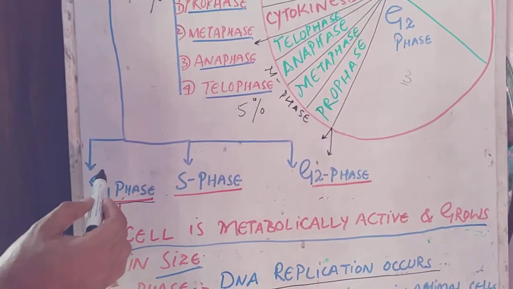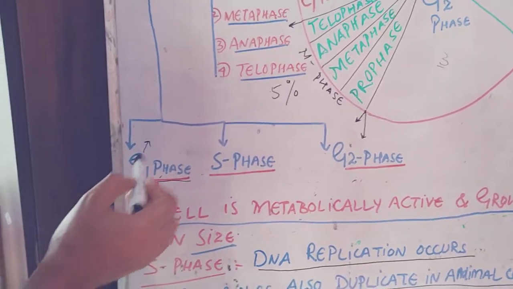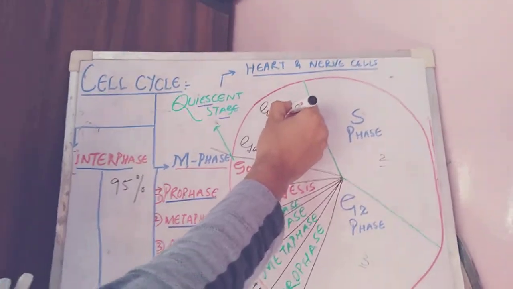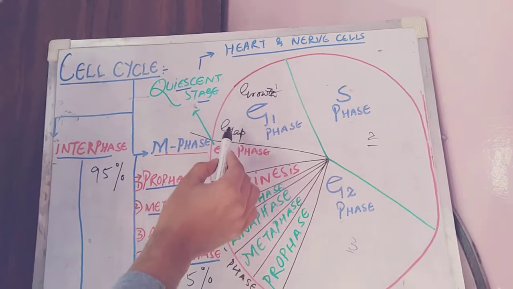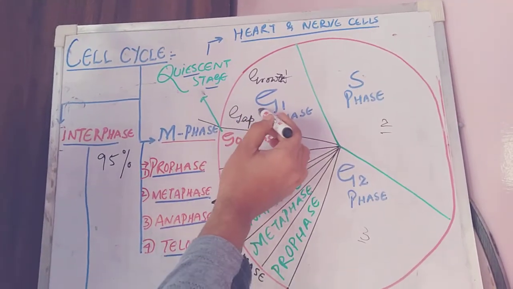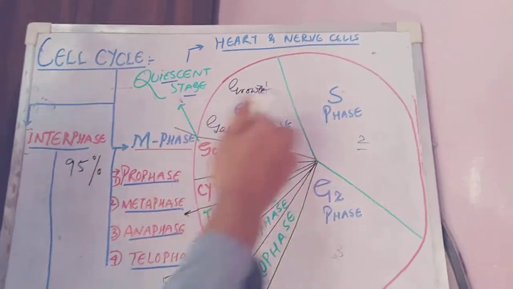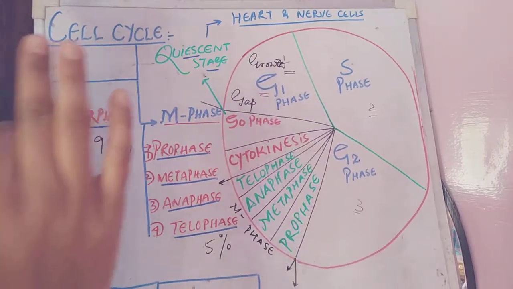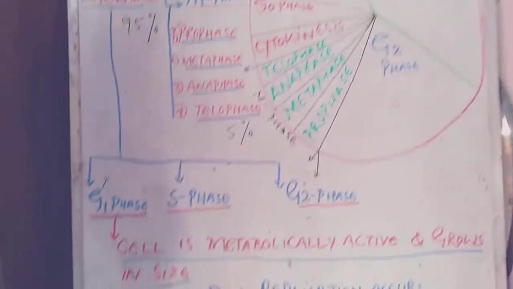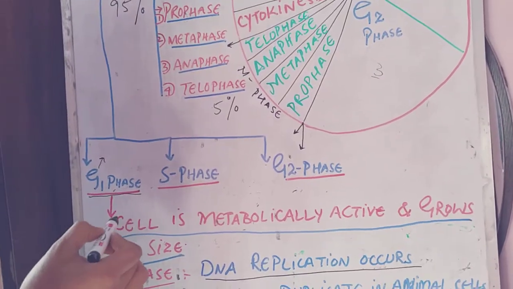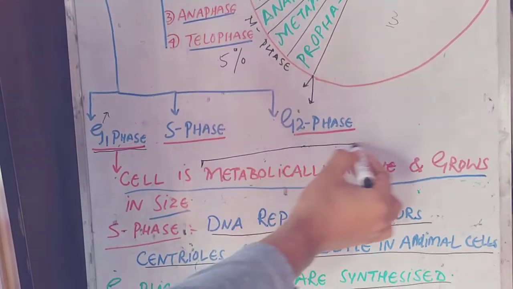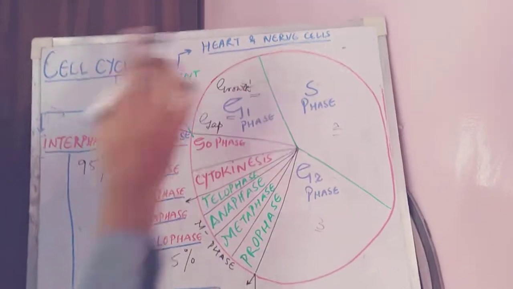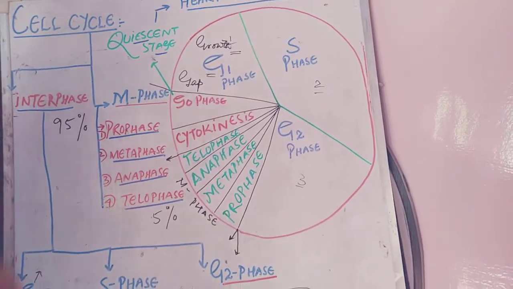In G1 phase, first of all we will understand why the letter G is used. The G stands for gap, it also stands for growth. It means to say that this G1 phase is the first gap phase between M phase and S phase, or it's also known as growth phase, because in this phase the cell undergoes growth. In G1 phase the cell is basically metabolically active, it remains metabolically active and it grows in size, that's why we call it as the G1 phase.